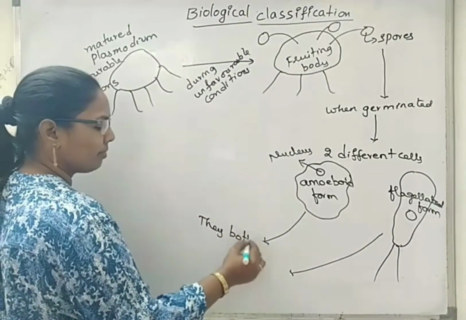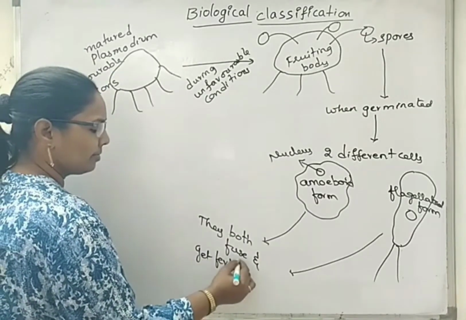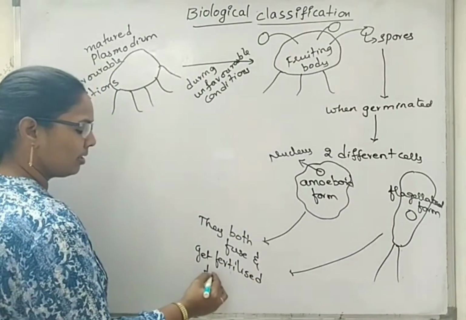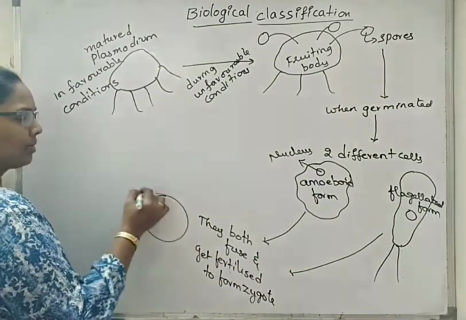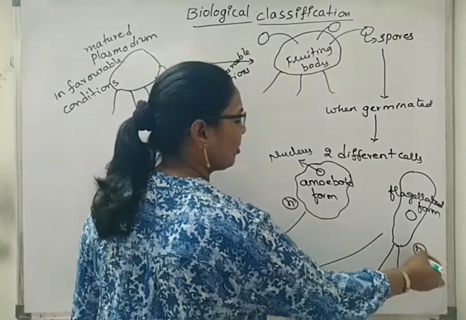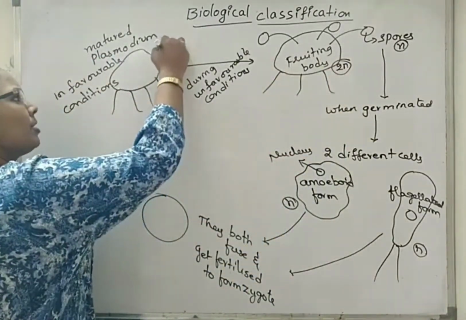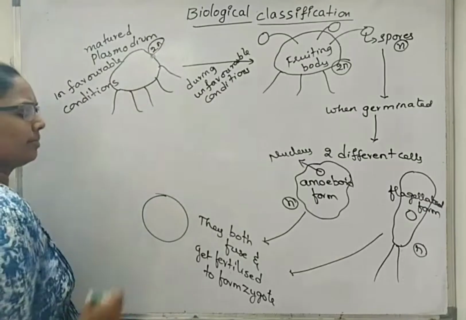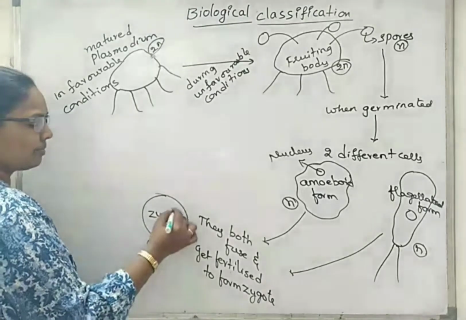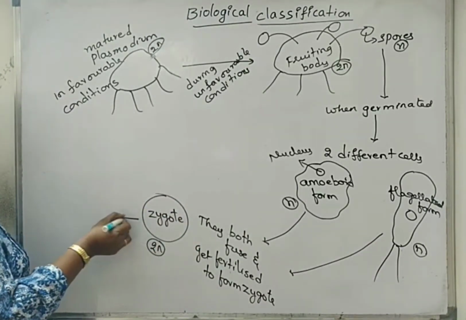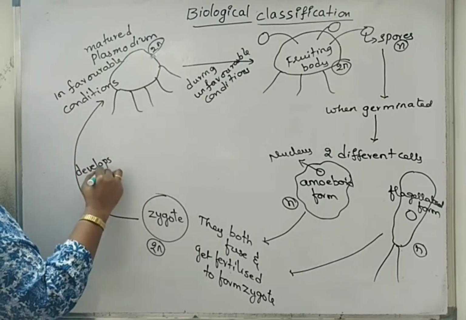They both fuse and get fertilized to form a zygote. So this is haploid in condition, this is haploid in condition, spores are haploid in condition, fruiting body diploid in condition, plasmodium diploid in condition. When these both are fused, we get a diploid zygote. Now this zygote will again develop into plasmodium.